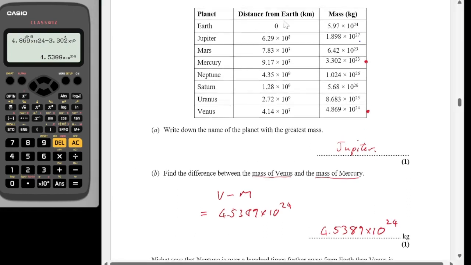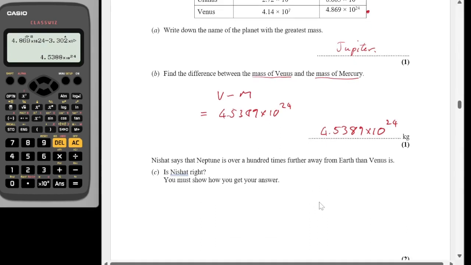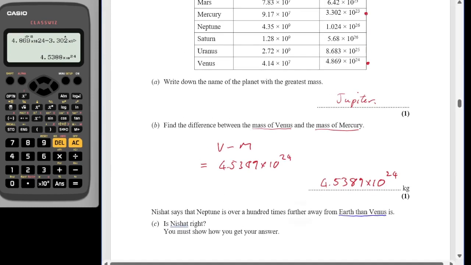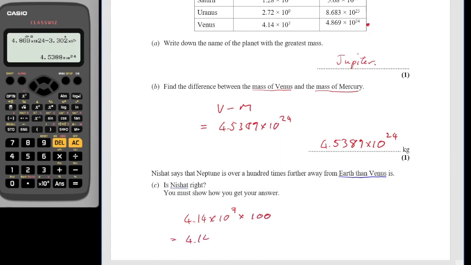Okay, part C, we're expecting something about the distance. Nishat says that Neptune is over 100 times further away from Earth than Venus is. Is Nishat right? You must show your working. So I'm going to find the Earth and Venus value, and then I'm going to times it by 100. So the Earth to Venus is 4.14 times 10 to the 7. And I'm going to times that by 100. So I don't really need my calculator for that. That would be 4.14 times 10 to the, well, that's 10 to the 2, so it would be 10 to the 9.